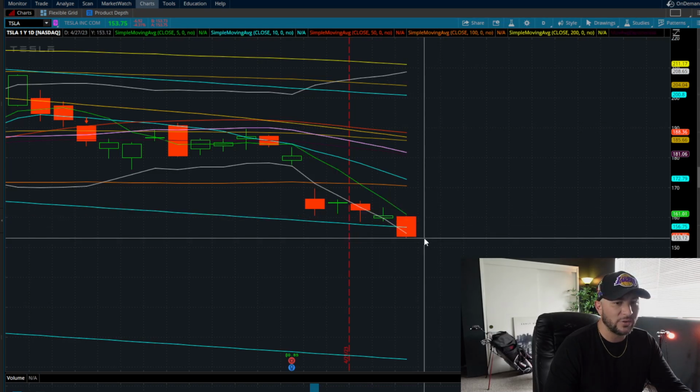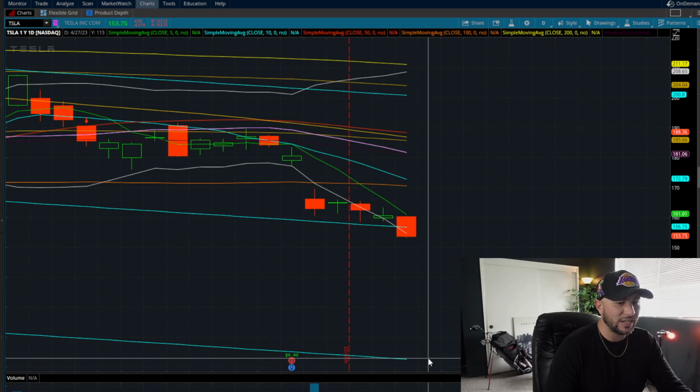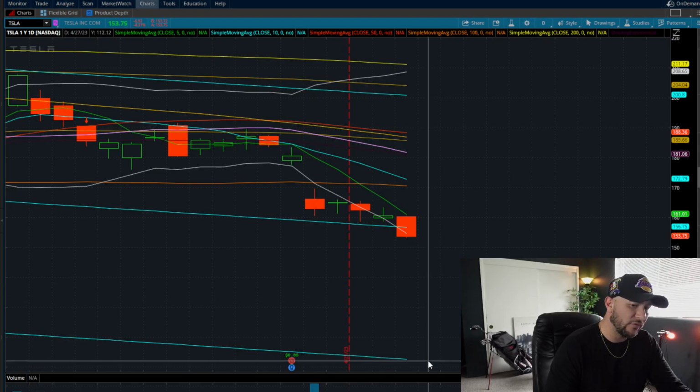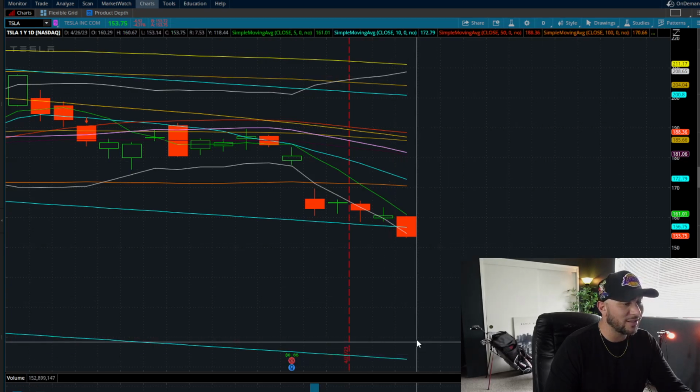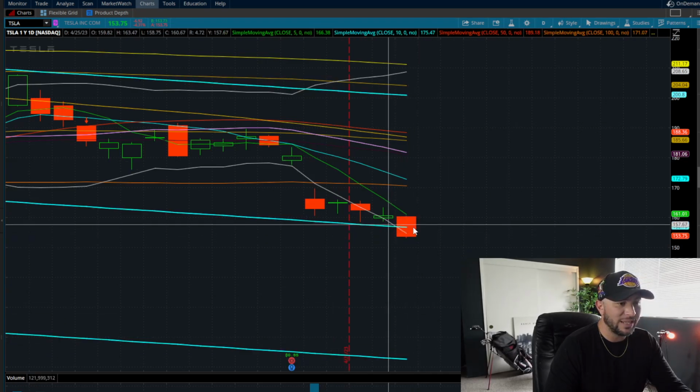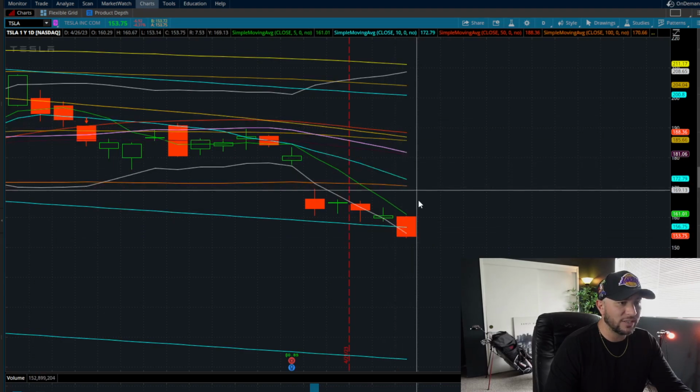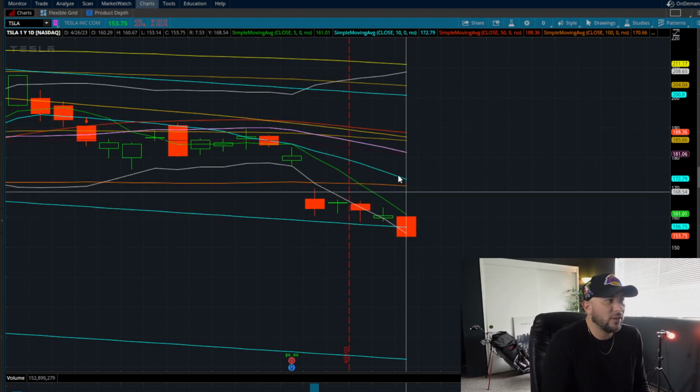What I'm looking for now is anything below 153. Below 153, you can see we've got a ton of room down. Next macro area of support is down at 112. Not saying we're going to get there, but being that we are below this channel now and we're below every single level of demand, we do have a little bit more room to kind of go down.